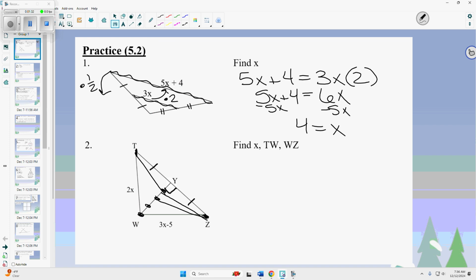What do I know about all of these measures? They're the same. So any point on that perpendicular bisector is equidistant from the ends of the segment that got bisected. So W is on the perpendicular bisector, so W has to be the same distance from the ends of the segment. So what do I do with my 2x and my 3x minus 5? W is the same distance from T as it is from Z. Set them equal. Absolutely.